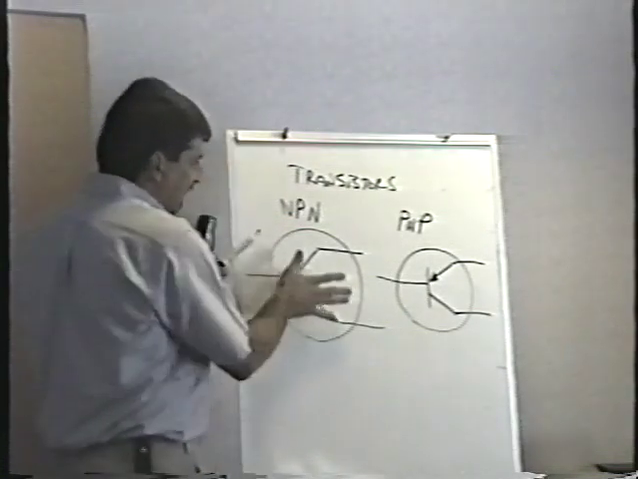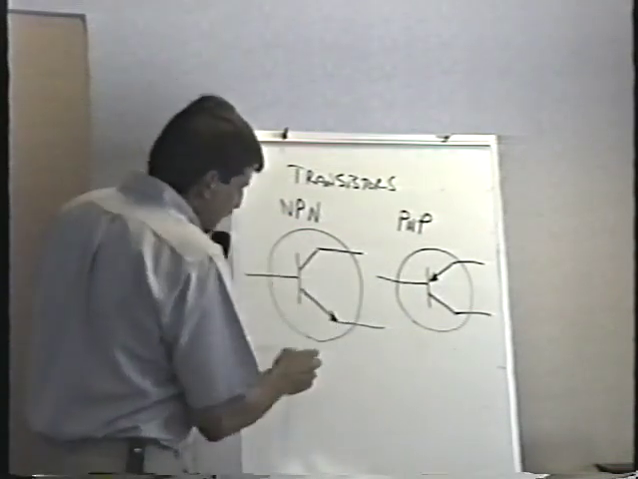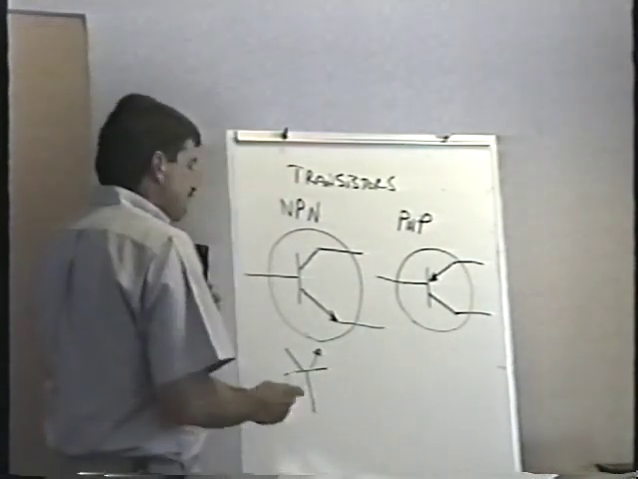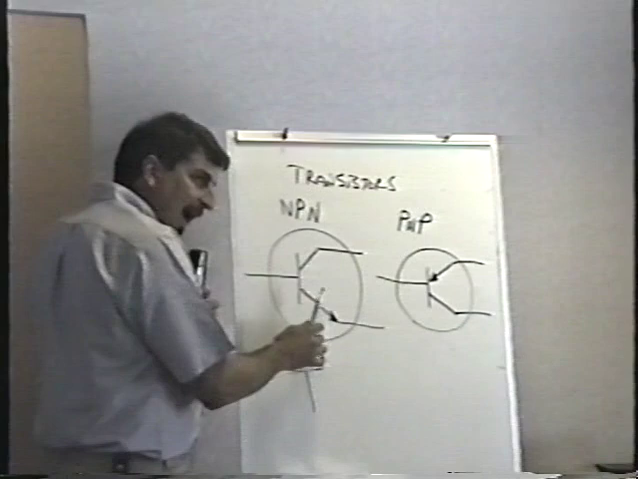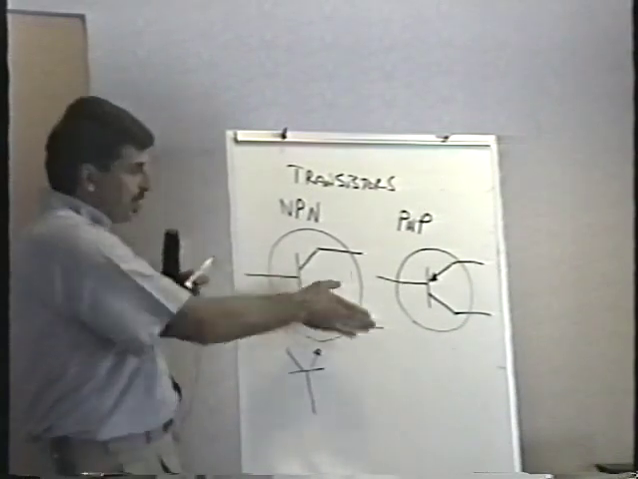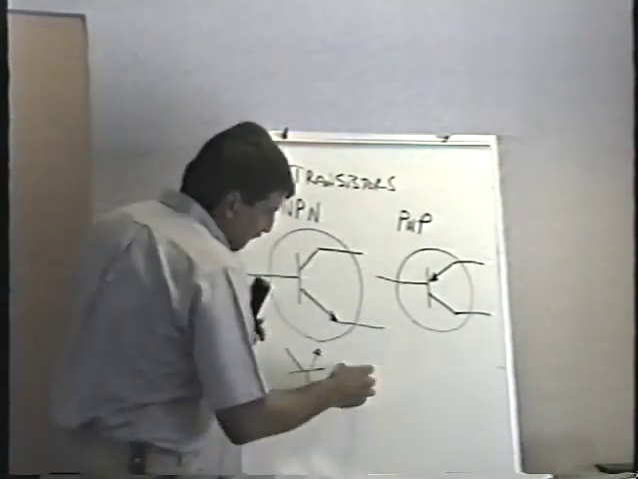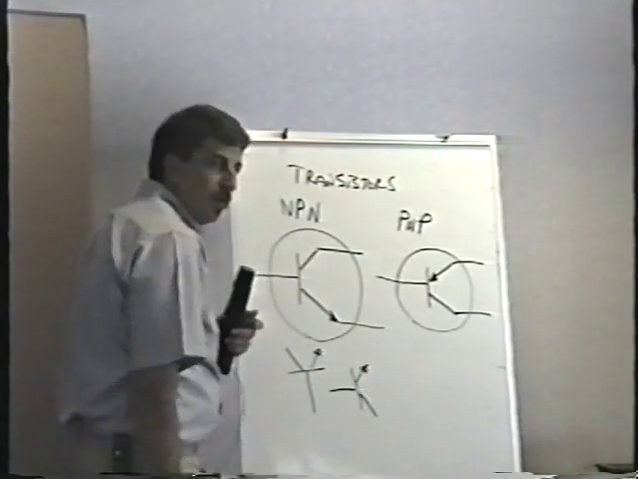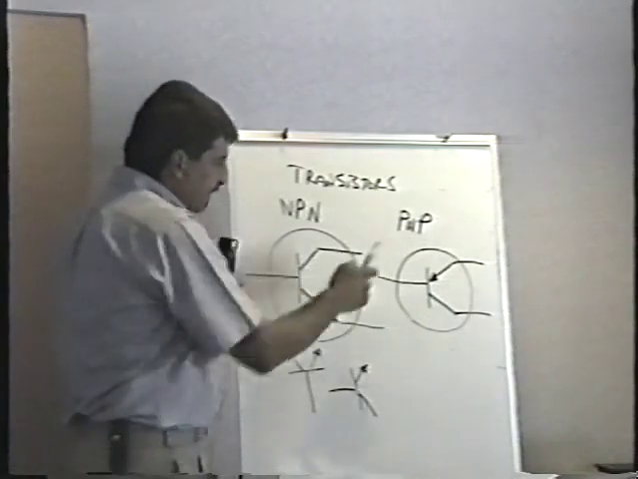In other words, if I take this NPN transistor and turn it 90 degrees, the schematic symbol looks like this. The arrow still points out. If I take and I flip it upside down and put the arrow on the top, it will still be pointing out. Same thing with the PNP.